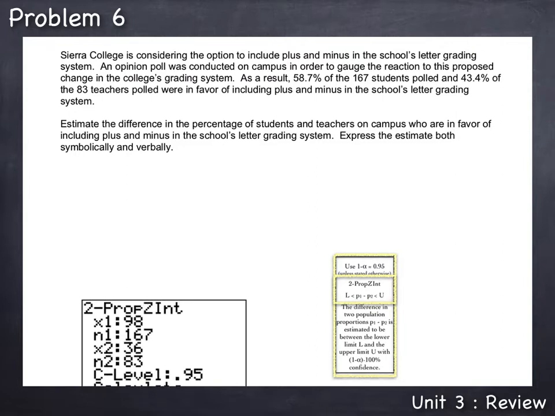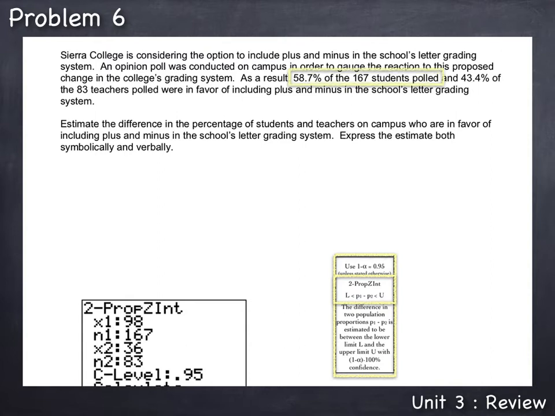On the 2PropZInt screen, you'll be prompted with x1, n1, and x2, n2. The x and n make up the proportion. x is the how many, the numerator, and n is the total, the denominator. 1 is our first sample, which came from the students, and 2 is our second sample, which came from the teachers. So x1 and n1 would be the total number of students who are in favor of the plus or minus grading system out of the n total number of students sampled.